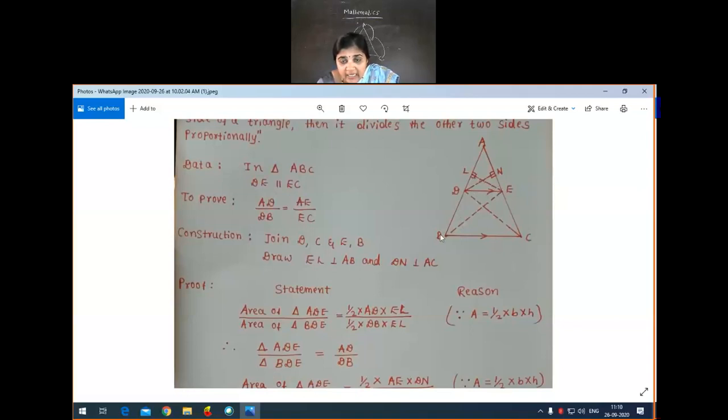So in triangle BDE you are not observing the height inside, but for this extended part this EL is also height of BDE triangle only. Therefore area of triangle ADE is half into AD into EL. Then area of triangle BDE is half into BD into EL. So reason is area is equal to half into base into height. Now, area of triangle ADE divided by area of triangle BDE is equal to half cancel, EL cancel. What is remaining actually? AD by DB is remaining. This is the first part.